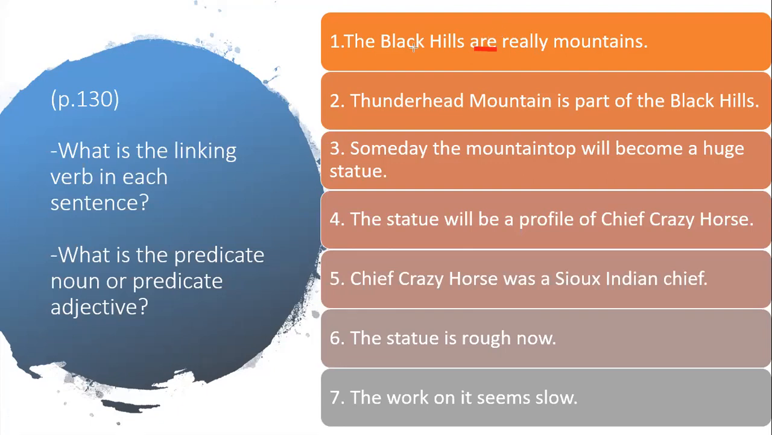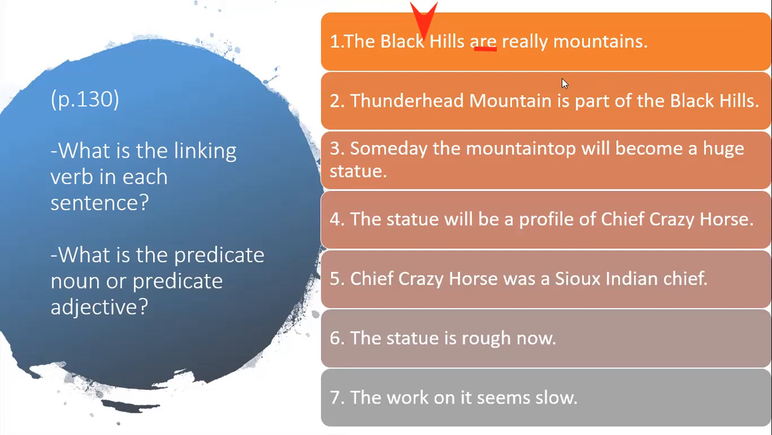So we also identify the subject, Black Hills, okay? And we're going to look at the predicate, and is there a word or words that are either renaming or describing the subject? Black Hills are what? Black Hills are how? Right, mountains. Mountains renames Black Hills.